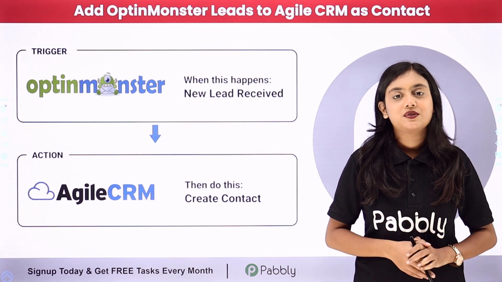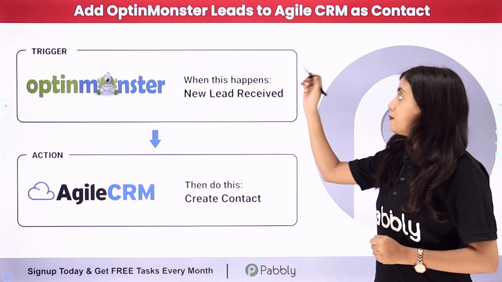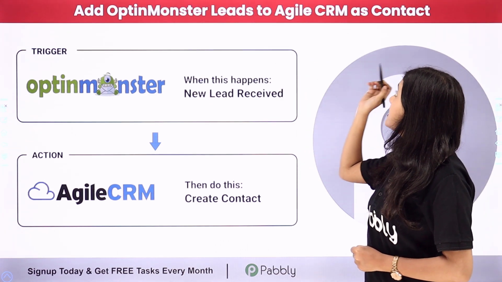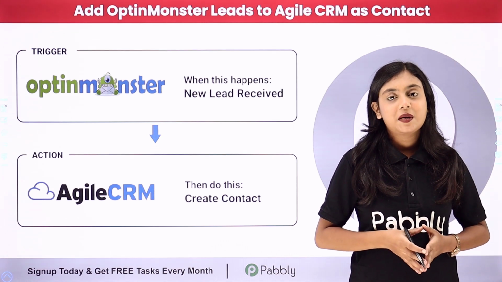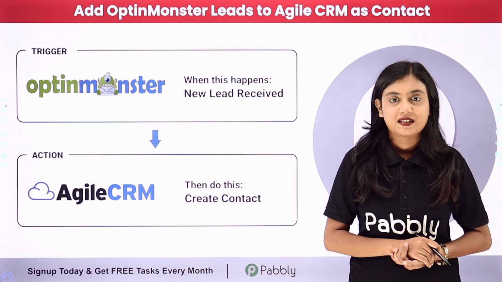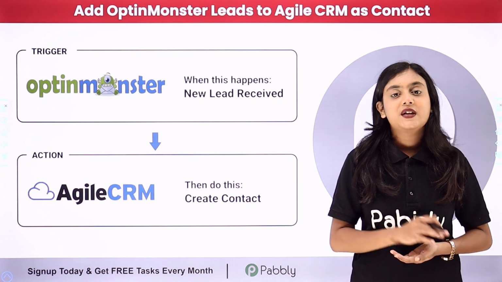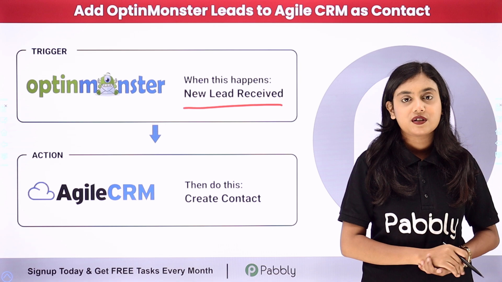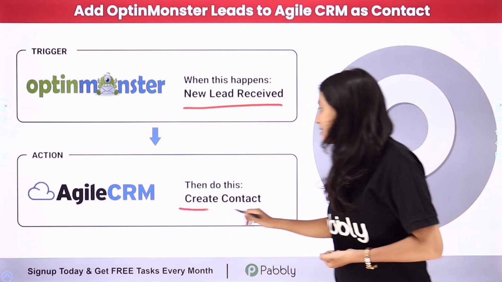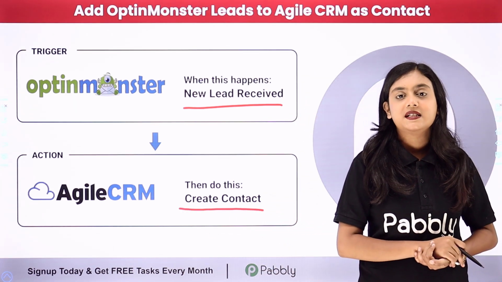In this video, we're going to learn how to add OptinMonster leads to Agile CRM as contact. So I'm collecting the data of my leads for my business with the help of OptinMonster. My objective is that as soon as any of my customers generates a new lead with the help of OptinMonster, automatically a contact of that same customer should be added in my Agile CRM.